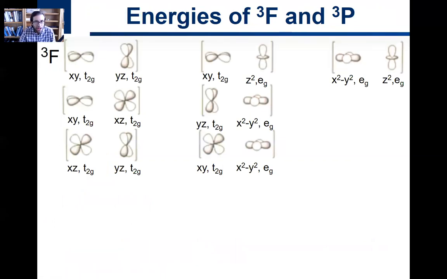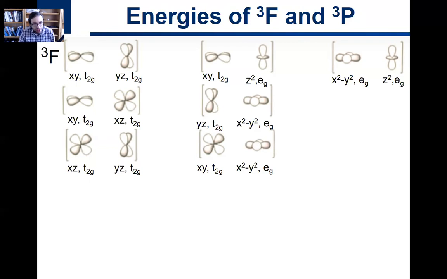So now we go back to the triplet F. These are 7 pairs of orbitals that make up the 21 microstates. Remember, there's 21 because there's 3 different spin combinations. All spin up, one spin up and one spin down, all spin down. So these are 21 microstates in the 7 pairs of orbitals.